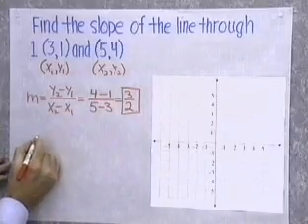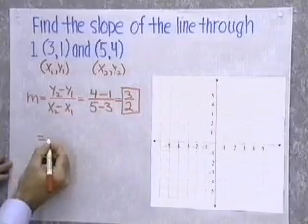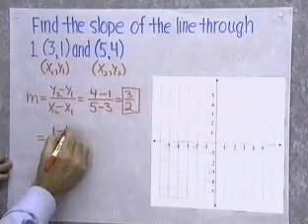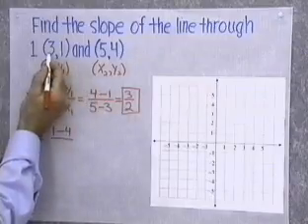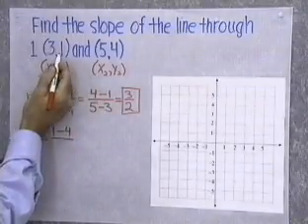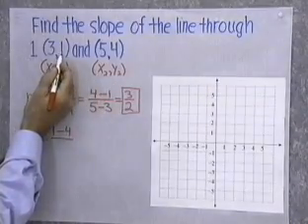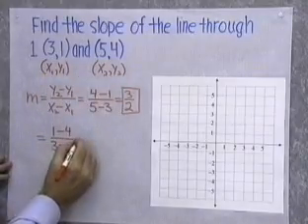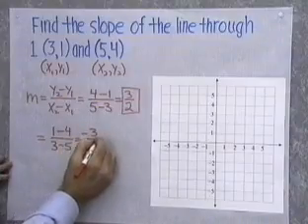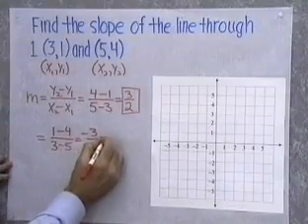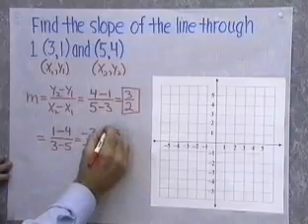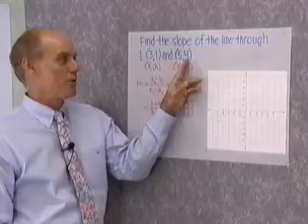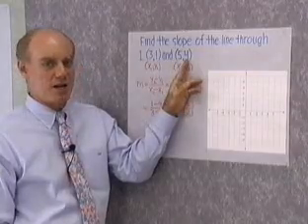Now I want to show you also that I could subtract in the opposite order. I could start here with this one and subtract 4. If I do that though, when I go to my x-coordinates, I have to start with the x-coordinate of the same point that had the y-coordinate I started with, so it has to be 3 subtract 5. But if I do that, notice that I get negative 3 divided by negative 2, which is the same as 3/2. So it doesn't make any difference what order I subtract in, as long as whatever order I start subtracting in, I continue to subtract in that order.